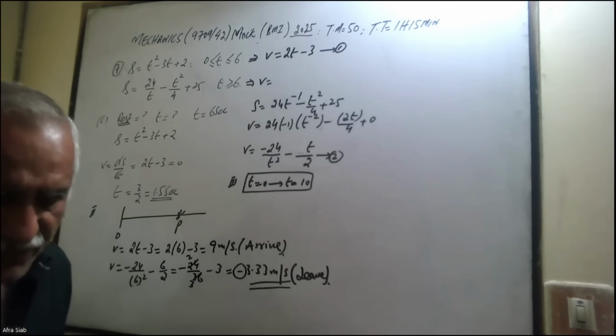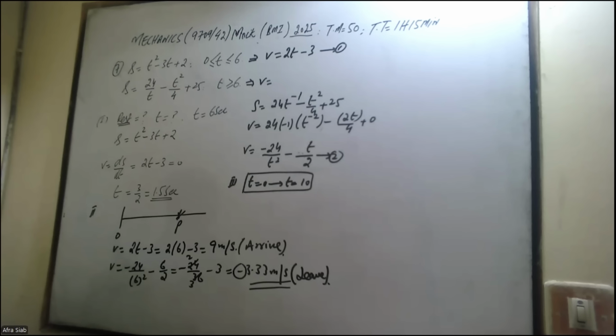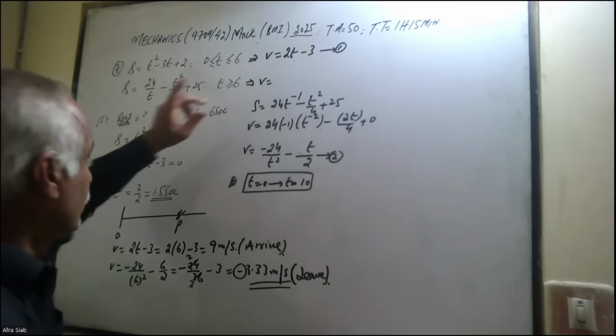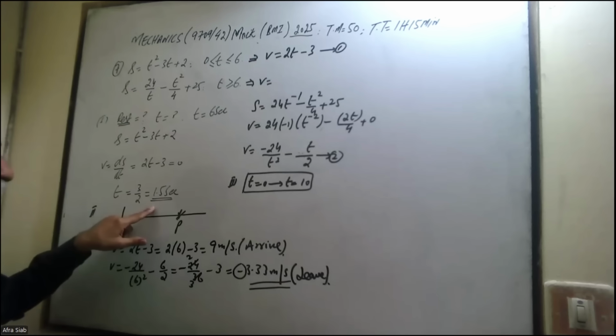what the velocity is and where the velocity makes a turn. Where is it going to stop? Is it going to stop between 0 to 6, or is it continuously moving from 0 to 6? So you put the velocity v equal to 2t minus 3, and put it equal to 0. Then the t value is equal to 1.5 seconds.